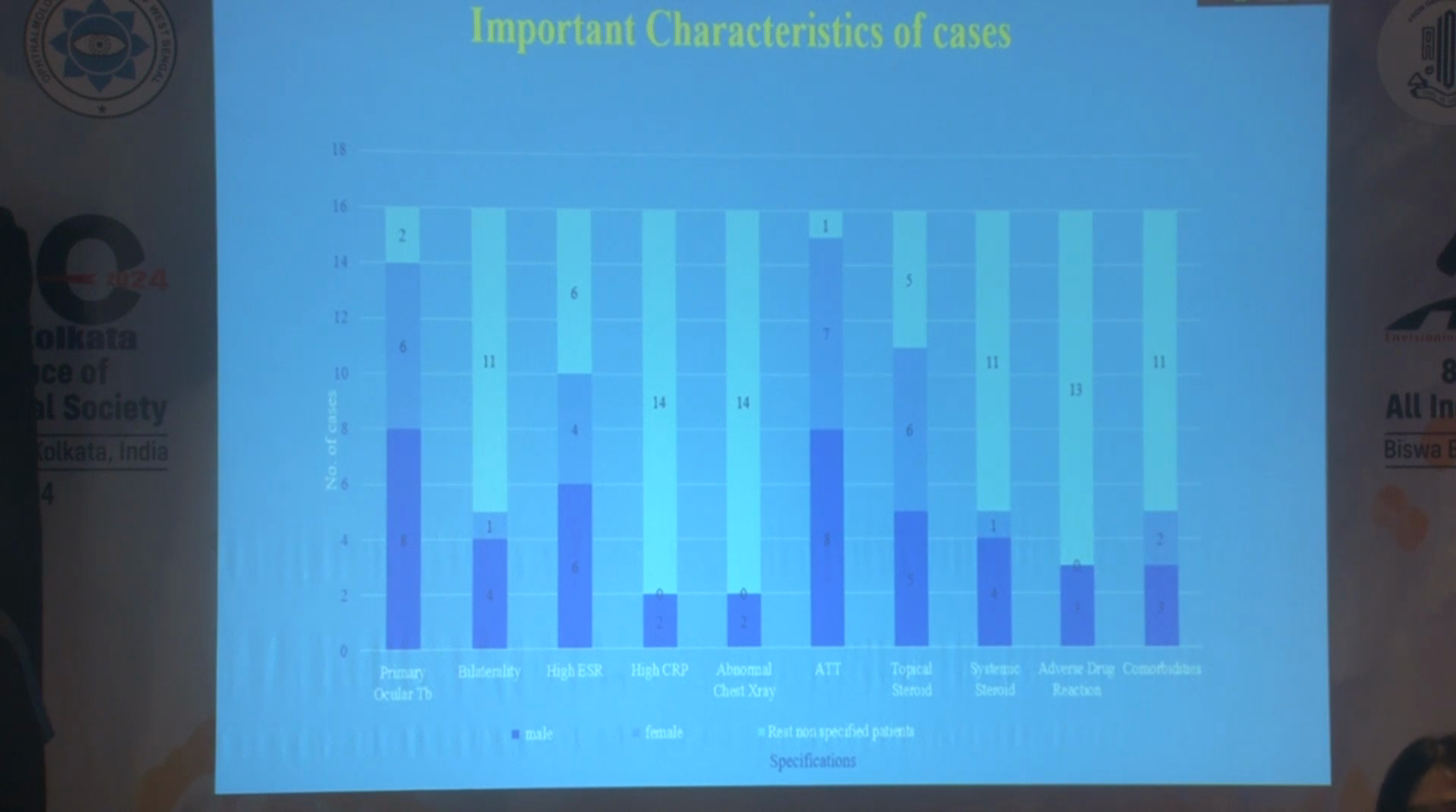5 patients had bilateral presentation, and ATT could be started only in 15 of the patients because 1 patient did not give consent. Systemic steroid was started in 5 patients who had bilateral presentation, and adverse drug reaction in the form of optic atrophy was seen in 3 of the patients.